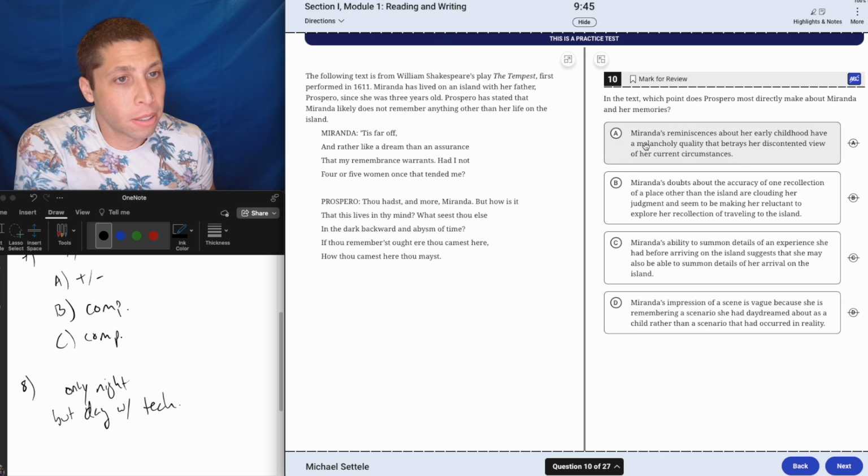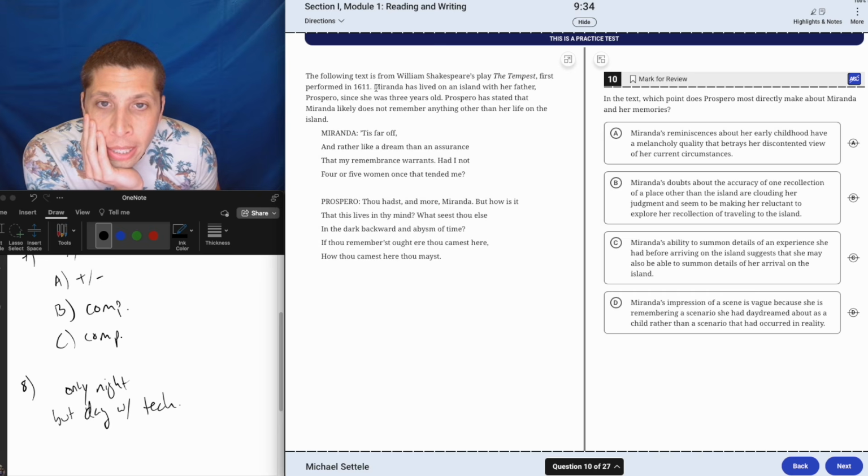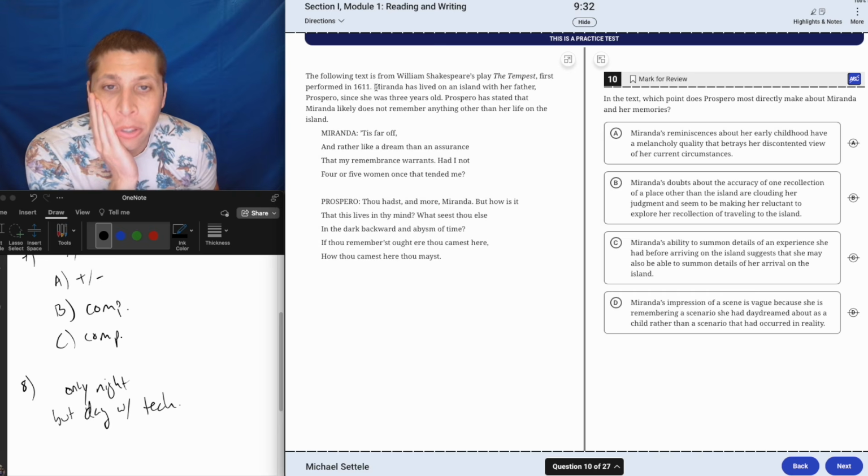Okay, in this text, Prospero. Which point does Prospero most directly make about Miranda and her memories? Okay. Miranda has lived on an island with her father, Prospero, since she was 3 years old. Prospero has stated that Miranda likely does not remember anything other than her life on the island.